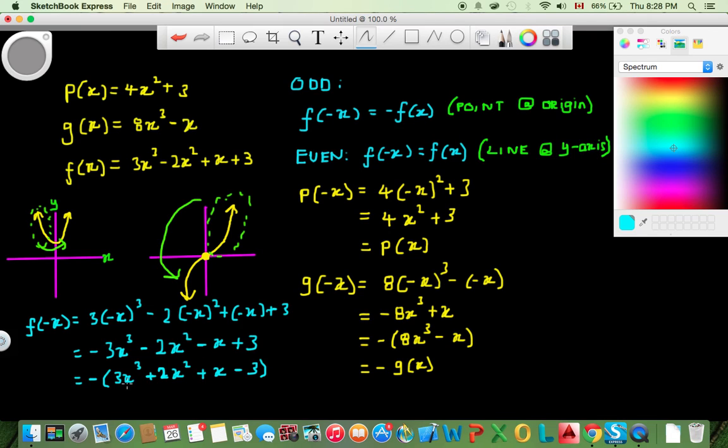So since it's not odd nor even, this function is neither. It's not odd or even. And that's all you have to know about odd or even functions, and if a function's neither odd nor even.